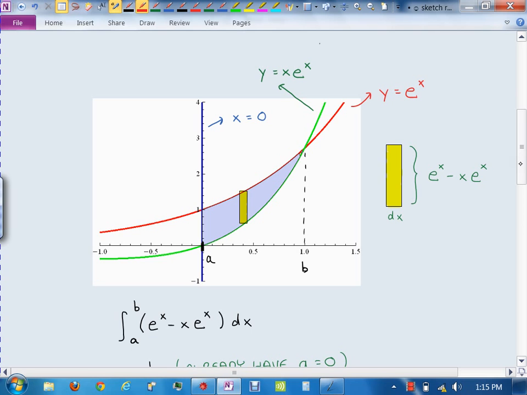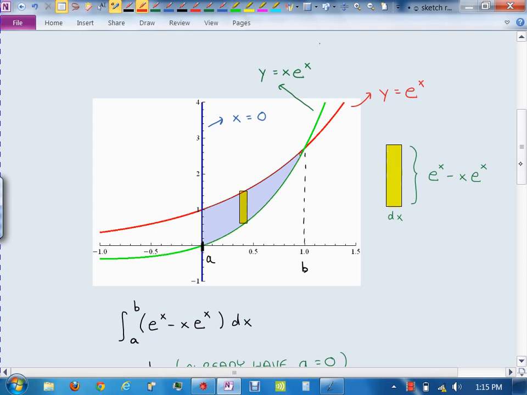Okay, so what's the top function here? The e to the x is the one on top, right? E to the x is on top, and then the x e to the x is on the bottom when you're looking between here and here. And so that's where this rectangle comes from right here. And there's my integral. And now we just need a and b, don't we? Need to figure out where they hit each other.